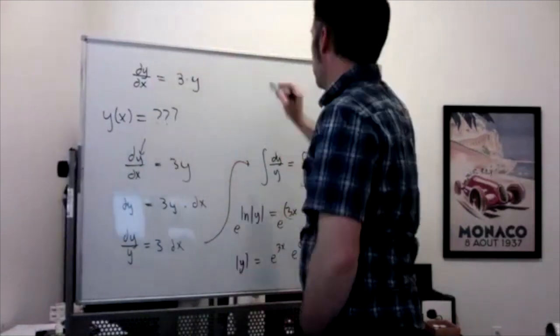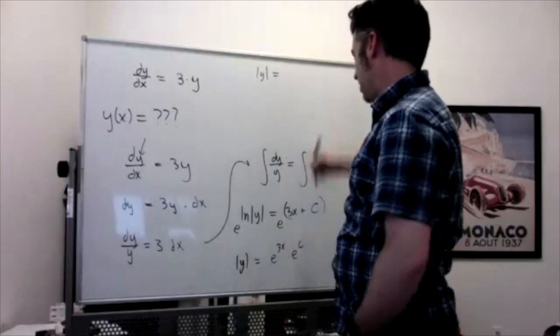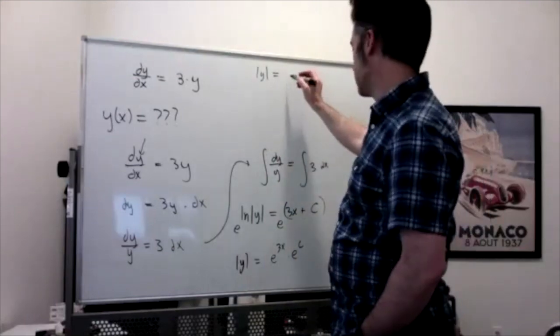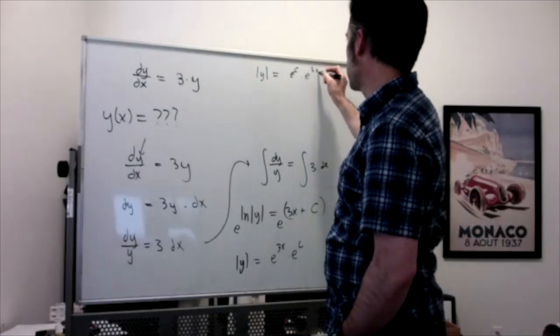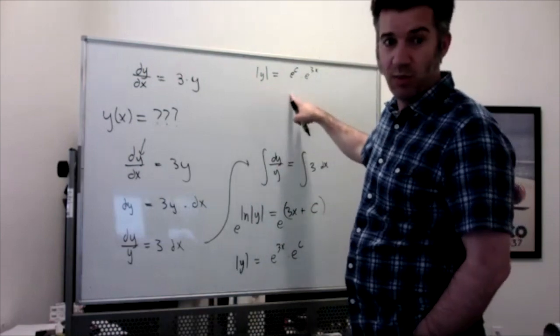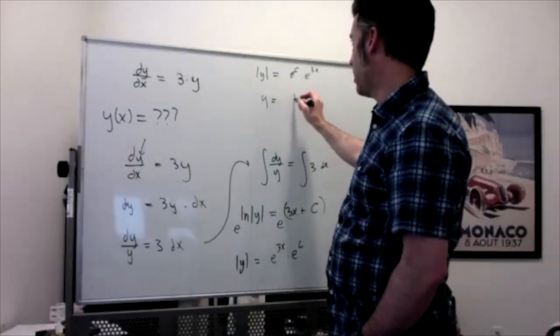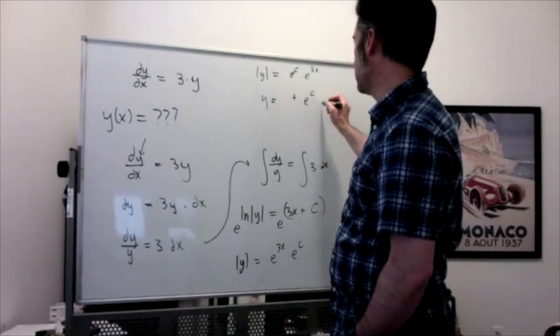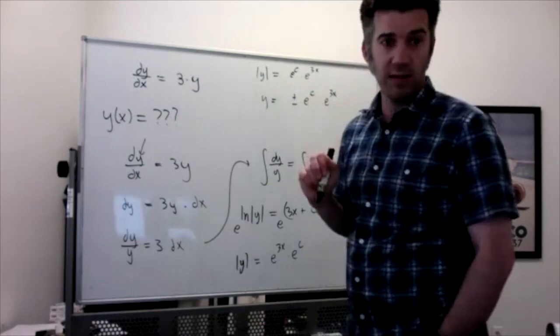So now I've got the absolute value of y equals, I'm going to call e to the c for it. So e to the c times e to the 3x. And then if the absolute value of y is equal to something, that means y can either be plus or minus it. So y could be positive e to the c times e to the 3x, or y could be negative e to the c times e to the 3x.